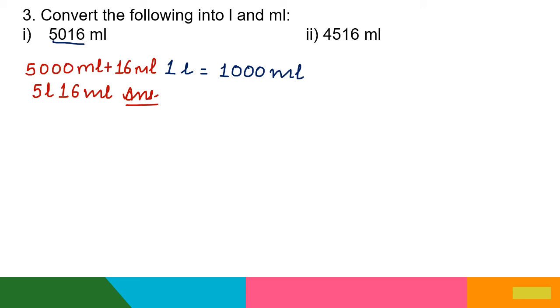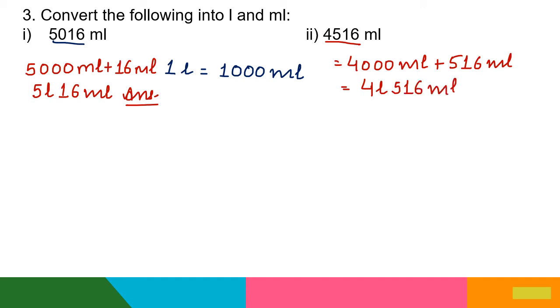In the next part we have 4516 milliliter. So again from the thousands place we will break this number. So 4000 milliliter plus 516 milliliter. Now 4000 milliliter means 4 liter and 516 milliliter will be written as it is. Therefore 4516 milliliter is equal to 4 liter 516 milliliter.